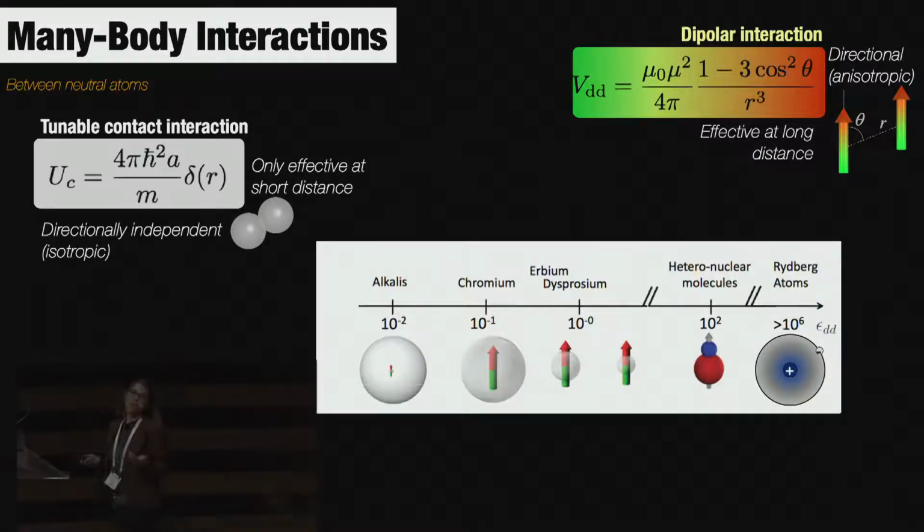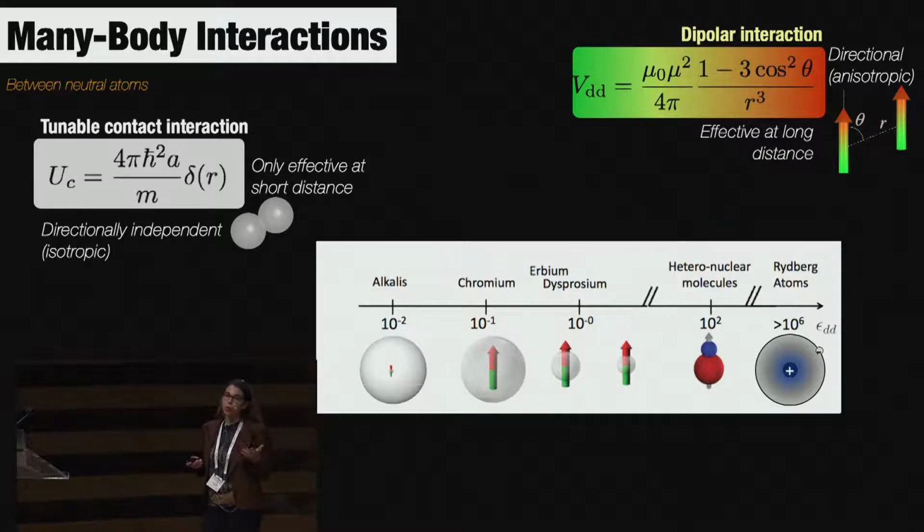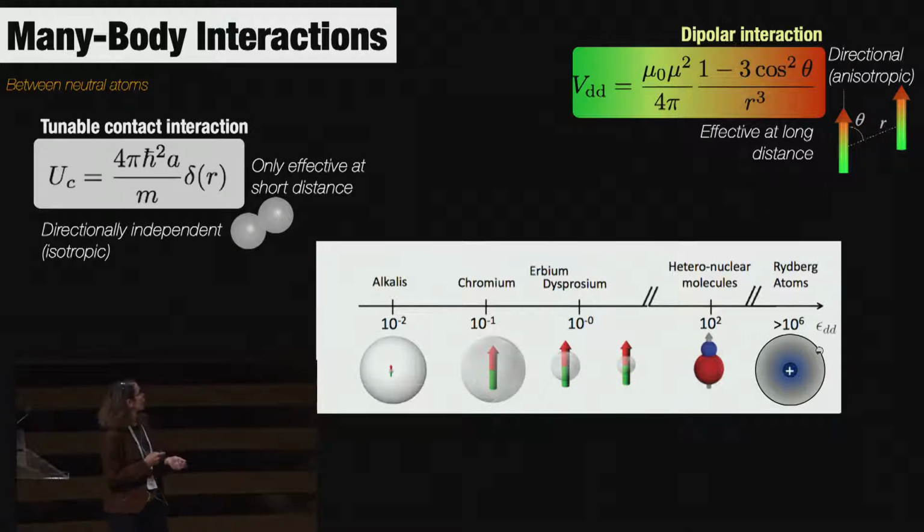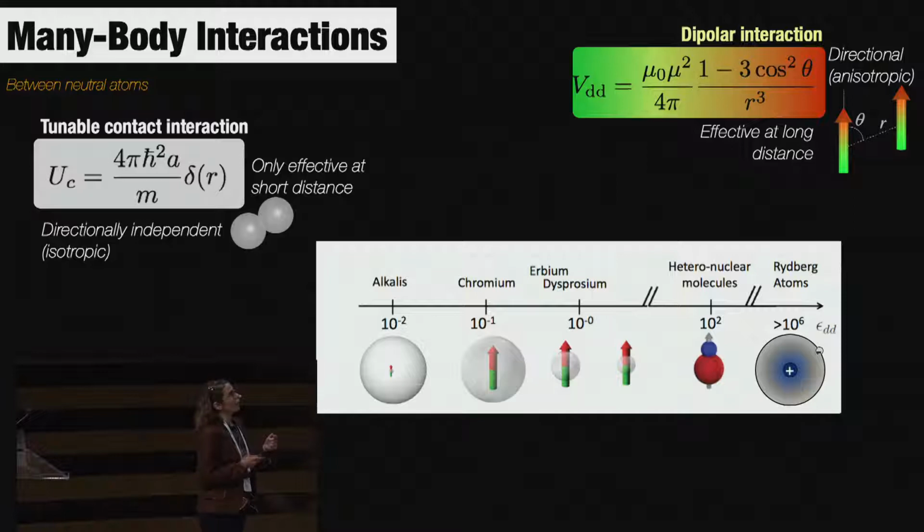If you think about ultra-low temperature and consider neutral particles, there are two major native interactions in the system. One is the contact interaction and the other one is the dipole-dipole interaction. These two are very different. The contact interaction is effective only at short distance and it's directionally independent. Contrary to that, the dipolar interaction has a peculiar angle dependence that makes it directional, meaning anisotropic, and also effective at long distance with position dependence. These two native interactions are present in all the major neutral atom platforms that we use.